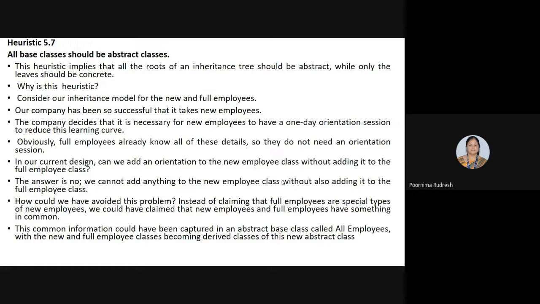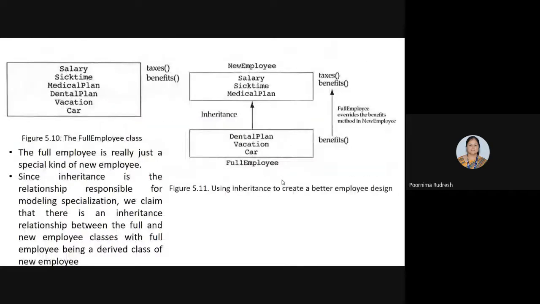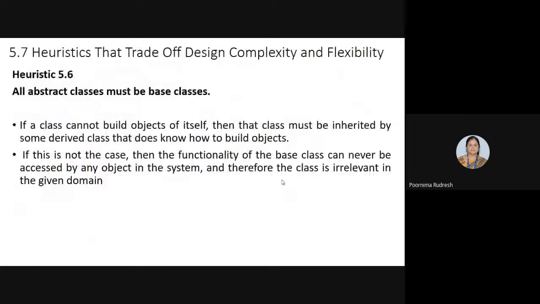See here, in this, new employee is the base class and full employee is the derived class. So according to that heuristic, the new employee class should be an abstract class, and the full employee class should be a concrete class. Then why is this heuristic required? Now we'll see one example of the same, that is the inheritance model for the new employee and the full-time employee class.